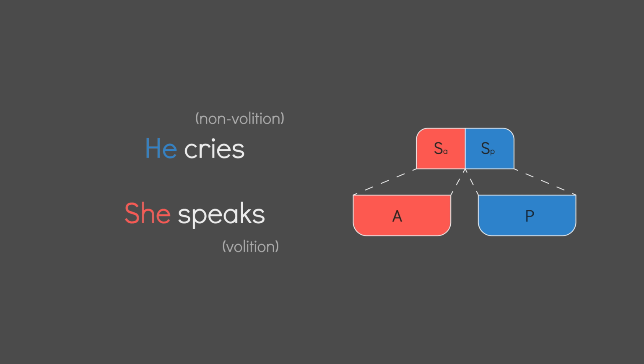Split S languages lump all intransitive verbs that require volition into one group, SA, and will mark the subjects of those verbs like A. All the intransitive verbs that have a degree of non-volition to them go in a separate group, SP, and their subjects get marked like P. In practice, this might look something like cries him and she speaks.